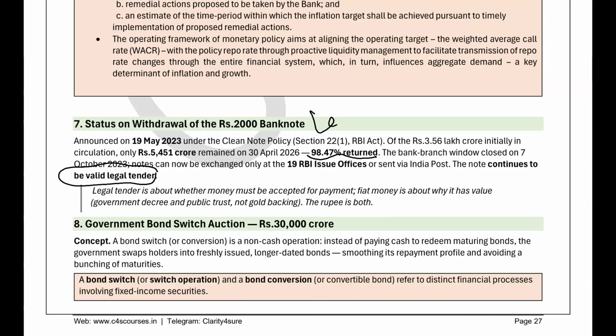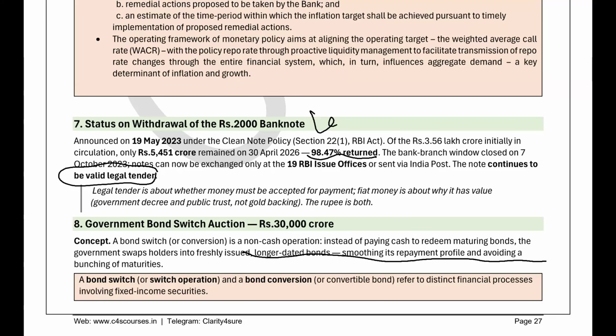Is it clear? Now, the 8th circular news is the government bond switch auction of rupees 30,000 crore. What has the government bond done? A switch auction of rupees 30,000 crore. Try to understand the concept. A bond switch or conversion is a non-cash operation. Instead of paying cash to redeem a maturing bond, the government swaps holders into freshly issued longer-dated bonds. Is it clear?